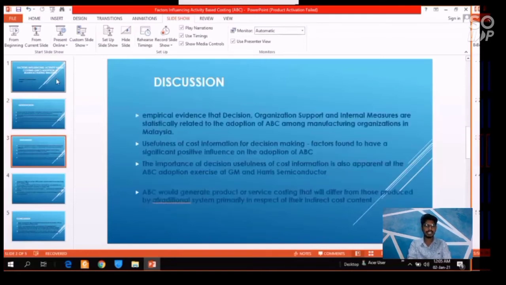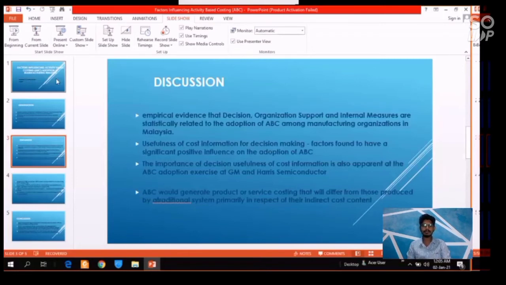As a discussion, empirical evidence shows that organizational support and internal measures are statistically related to the adoption of ABC among manufacturing organizations in Malaysia. Usefulness of cost information for decision making was one of the factors found to have a significant positive influence on the adoption of ABC.